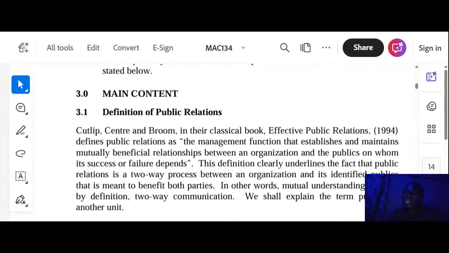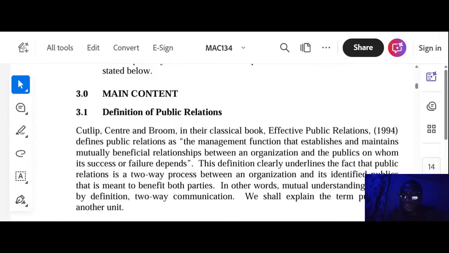Which means if I will succeed as an organization, my customers, those that are patronizing me, I'm largely depending on them. And if I will fail as an organization, I'm largely depending on my customers or consumers. So how do I establish a relationship that will be of benefit, that both my customer and I myself will benefit from? That is where public relations comes in, according to Cutlip, Center, and Broom.